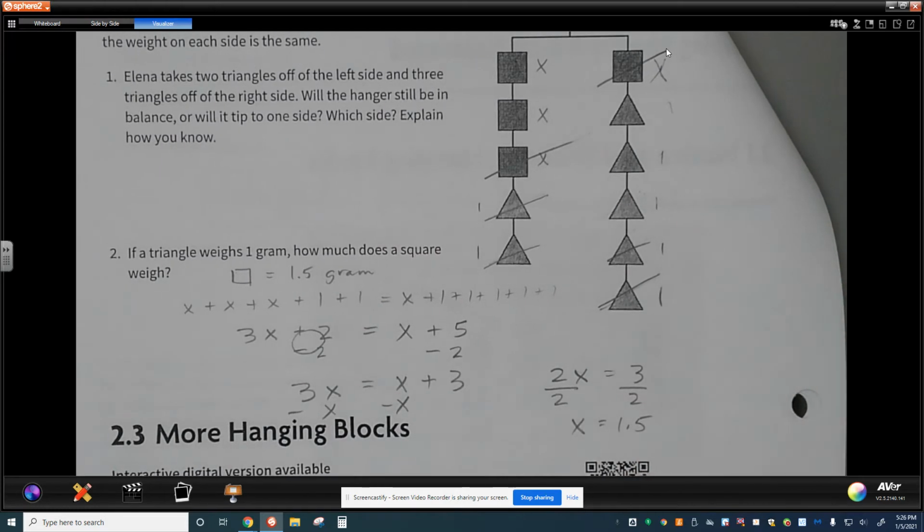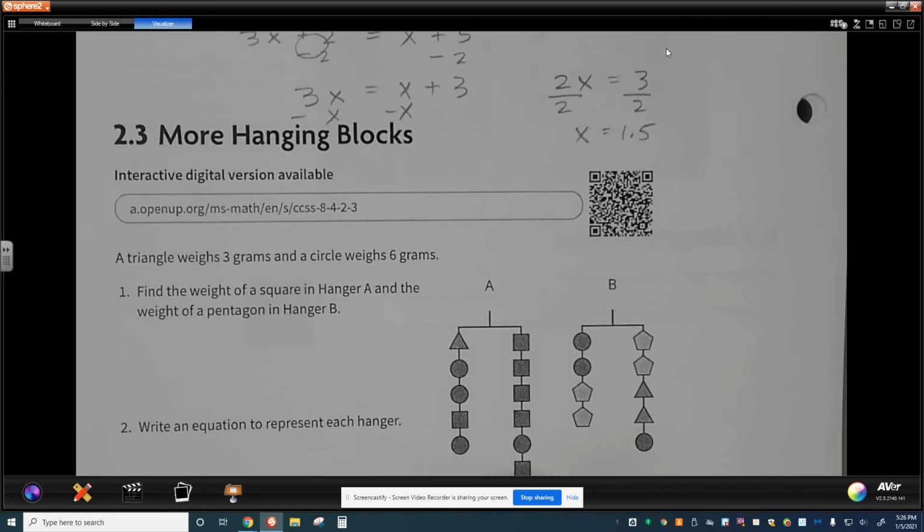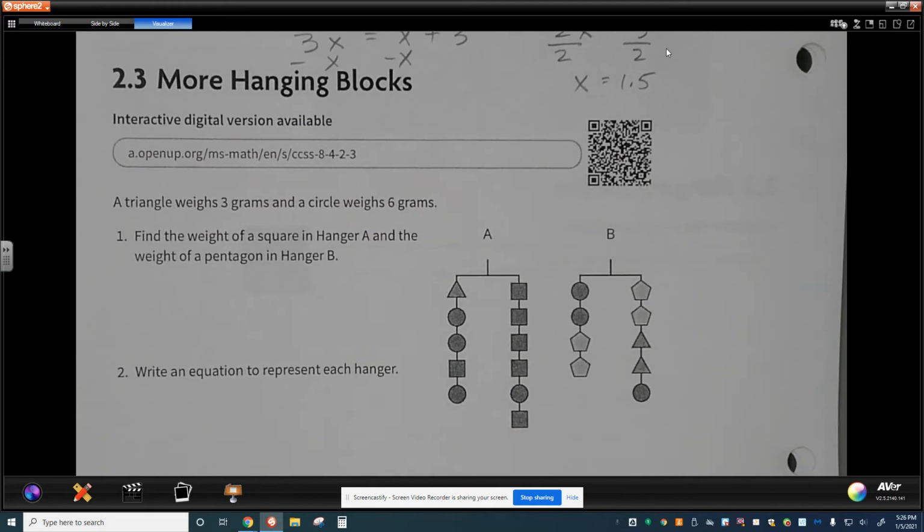Pretty cool. We'll go through the rest of these a lot quicker. 2.3 is more hanging blocks. Again, there's an interactive version that you'll find on the ebook or on the other link that's given right here. A triangle weighs 3 grams and a circle weighs 6 grams. Oh, that's kind of cool. Find the weight of the square in hanger A and the weight of a pentagon in hanger B.